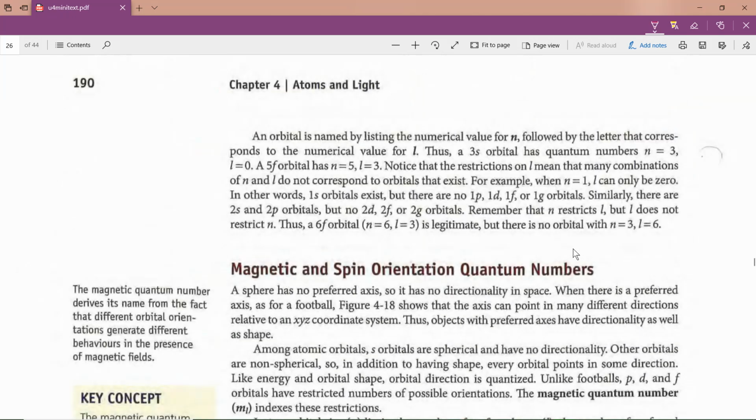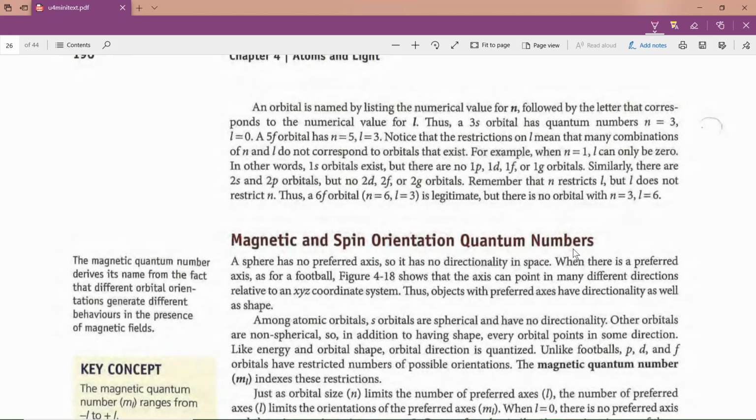Okay. An orbital is named by listing the numerical value for n followed by the letter that corresponds to the numerical value for L. So a 3s orbital means n equals 3 and L equals 0. A 5f orbital means n equals 5 and L equals 3. With n equals 1, L can be 0. So a 1s orbital exists, but there's no 1p orbital, because a 1p orbital would be n equals 1 and L equals 1. But the second order differential equations tell us L can't be 1 if n is 1. The highest it can be is 0. So that's not valid.